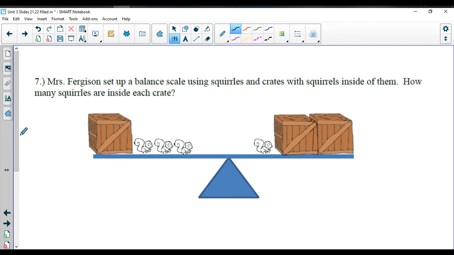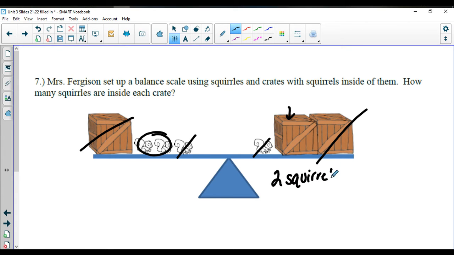Starting at question number 7, we're talking about equations here. Mrs. Ferguson set up a balance scale using squirrels and crates with squirrels inside of them. How many squirrels are inside each crate? So the crates are going to cancel, one crate will cancel off with another, and the one squirrel over here will cancel off with the other squirrel. So here we have 2 squirrels and we have 1 crate, so we would have 2 squirrels is equal to 1 crate then.